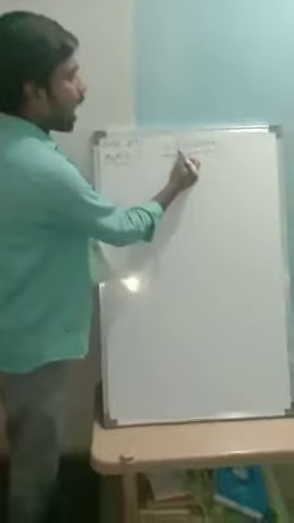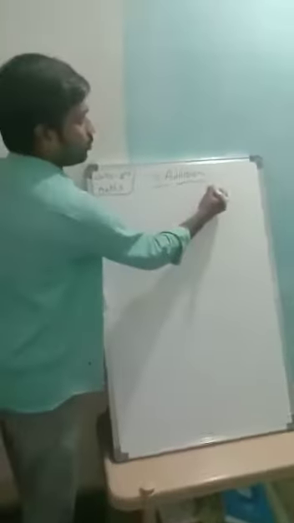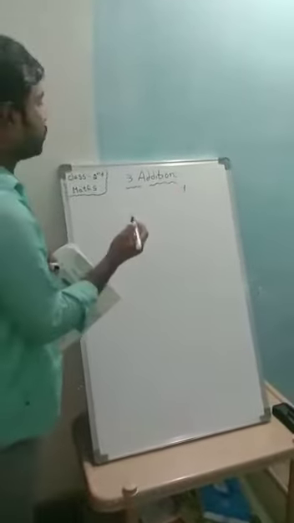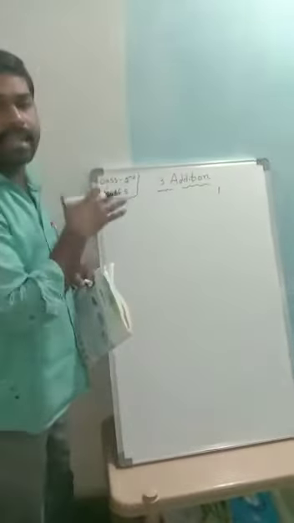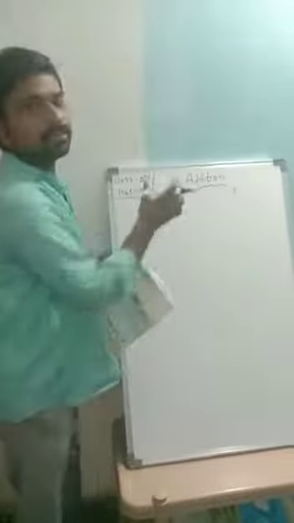So here add means the symbol is plus only. Add means symbol plus. So addition is nothing but to add any numbers. This is called addition. So listen carefully, children. This is the third chapter, named addition.